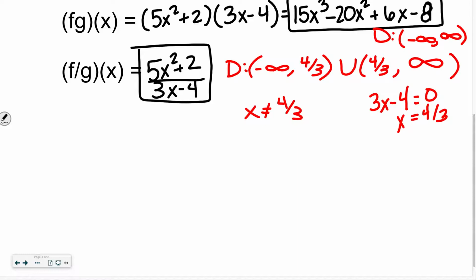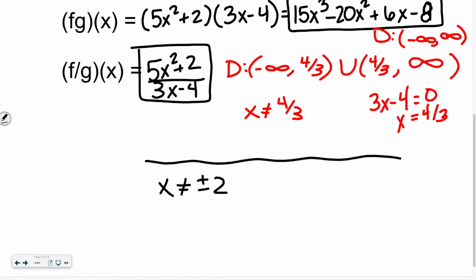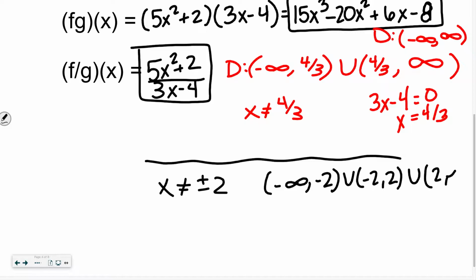Side note, just so you're okay with this, if x could not equal plus or minus 2, let's say there were 2 things it couldn't equal, you would use interval notation. And if you're going to exclude 2 things, instead of having 2 groups, you're going to have 3 groups. So you would say negative infinity to negative 2 in union with negative 2 to 2 in union with 2 to infinity. So you need to pick up every time you want to skip something.